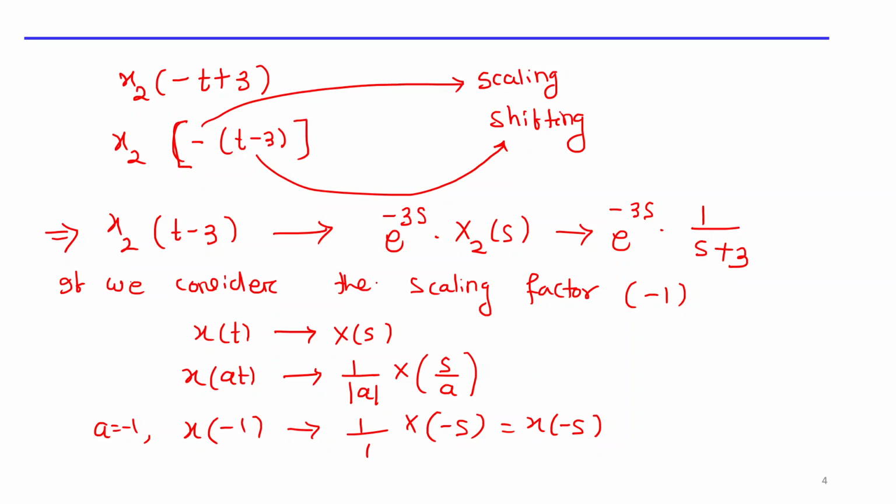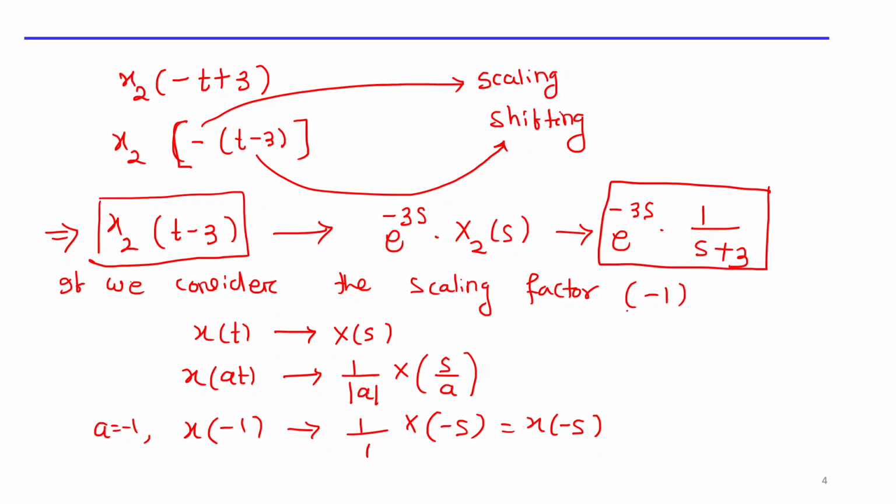So whatever the signal is here, x2 of t minus 3, this is the signal now. Now you have to add a scaling factor, meaning whatever the answer you got. Let me box it. This is the answer. Here you have to replace s by minus s. So what is the answer you will get here? e to the power 3s divided by 3 minus s. This is the final answer.